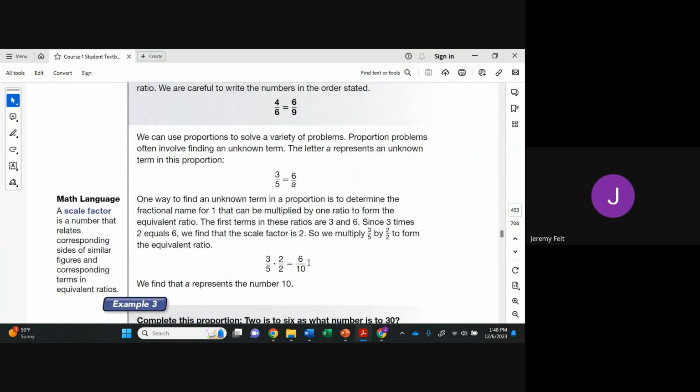We can use this to solve unknowns. Let's say we have an unknown in the numerator or denominator. We know they're equal. We can cross multiply and divide. Sometimes we can look at it and see, well, 3 times 2 is 6, so 5 times 2 equals 10. Sometimes it's simple and we can just visualize that. Other times we're going to use cross multiplication and division, which I know we've done.